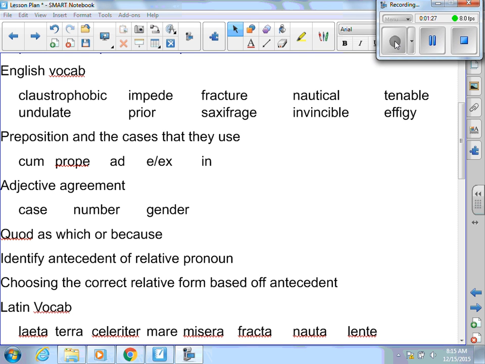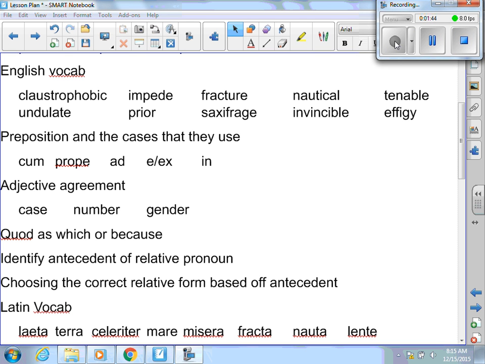Undulate means to rise and fall. Prior means previous. Saxifrage is something that breaks rocks. Invincible is unconquerable. And effigy is usually an image, especially a statue.